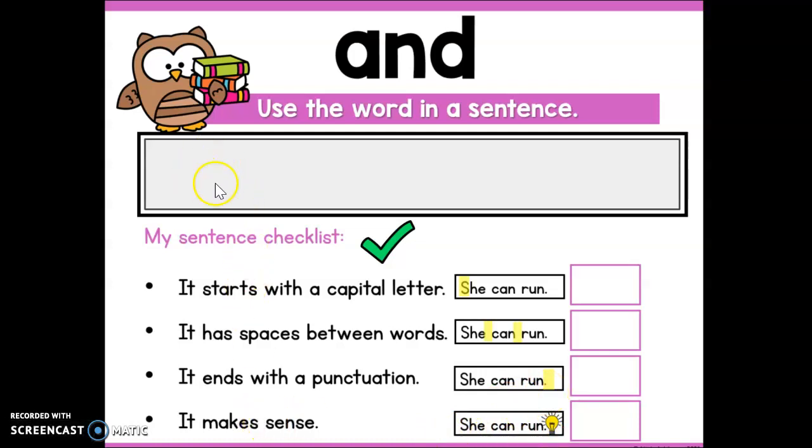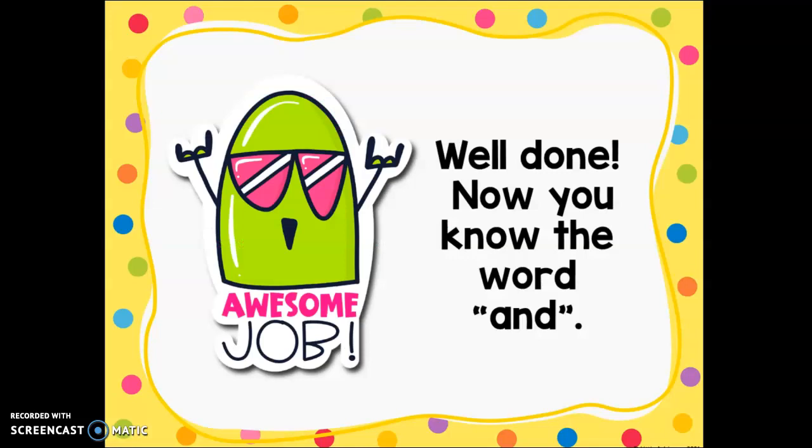You're going to write your own sentence with the word and. All right? You could start off with something like, I love blue and pick another color. Or think about something that you like to eat. I eat cereal and include another item that you like to eat. And then you're done.